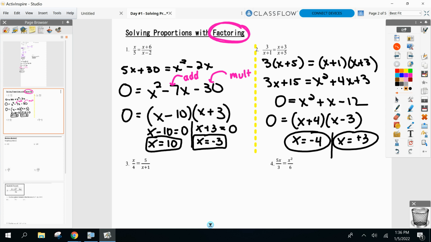All right, go ahead. You and your group, number 3. Number 3. Let's get better at this.